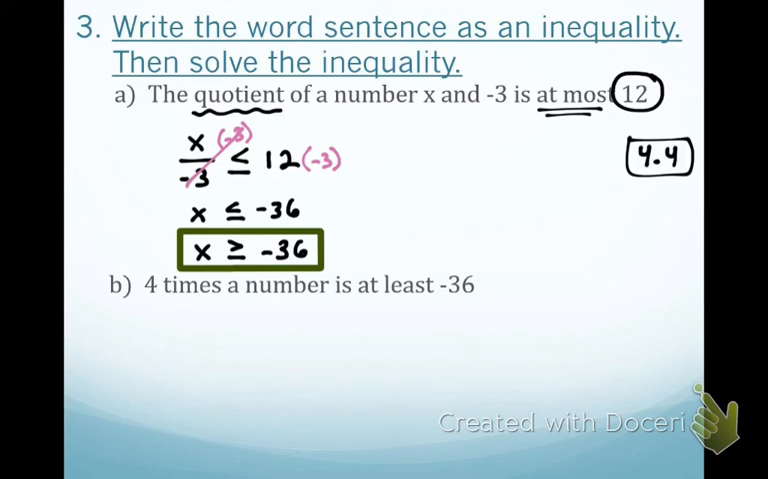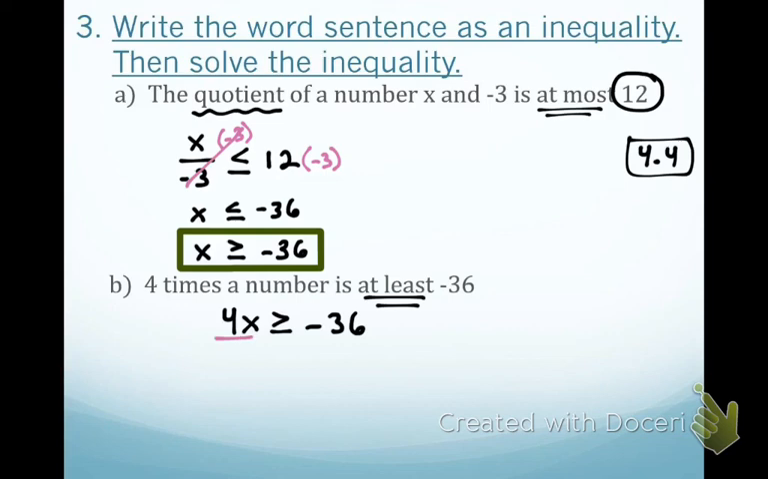All right, so the first part says 4 times a number. What did you write for the 4 times a number part? 4, and you could put any variable because it doesn't tell you specifically, so I'll just write 4x. And then we know it's a negative 36. Could it be exactly negative 36? Yes, it could. Then it says at least. Could it be more than negative 36? Yes, it could be. But the least amount has to be negative 36. So you should have got 4x is greater than or equal to negative 36.